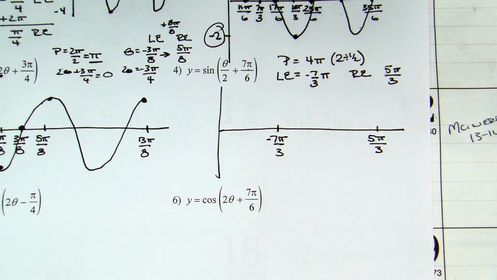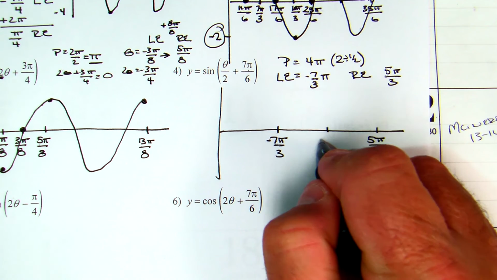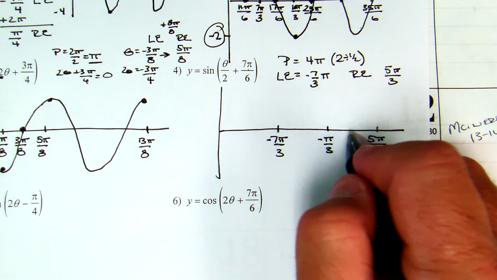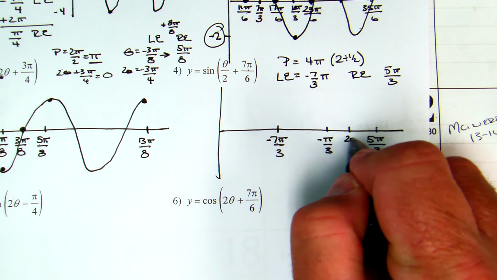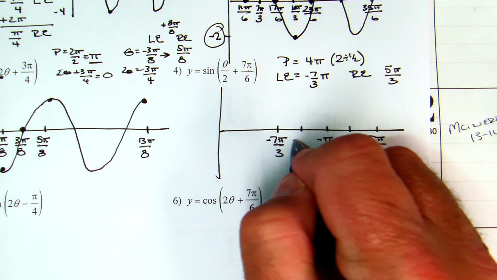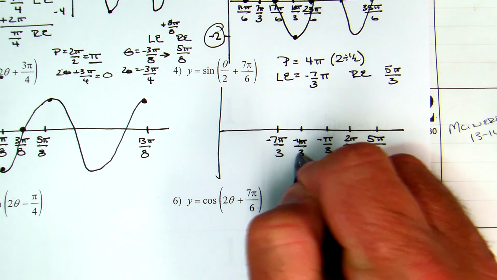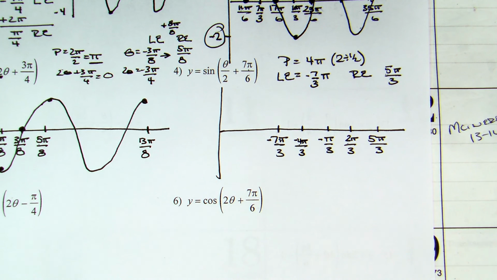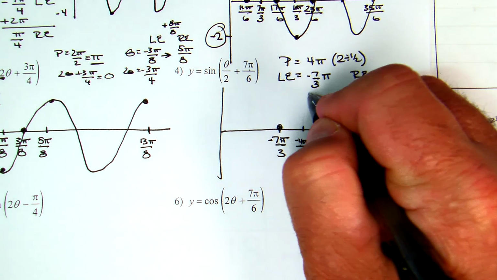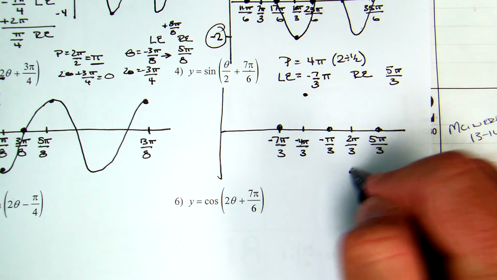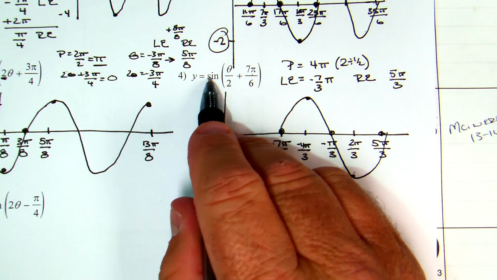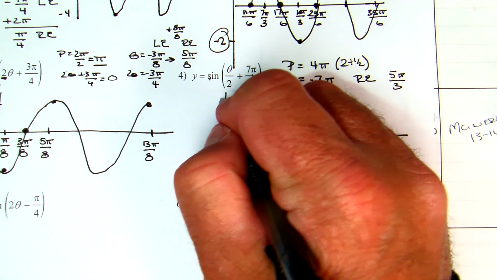5 minus 7 is -2, half of -2 is -1, so negative pi over 3. -1 plus 5 is 4, half of 4 is 2, so that's 2 pi over 3. -1 and -7 is -8, half of that is -4 pi over 3. We're back to sine, so we're going to go 0, 0, 0, max and min. No coefficient in front, so my amplitude goes back to being 1.